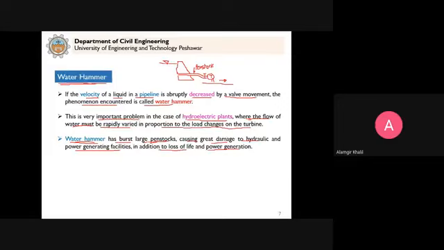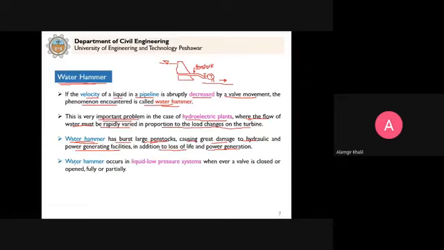So later on I will tell you what we do to avoid bursting of these pipes. But at the moment we say that this is the water hammer, and you can see that this is an important problem in case of hydroelectric plants, and water hammer has caused damage to the pipes, loss of life, power generation, etc.